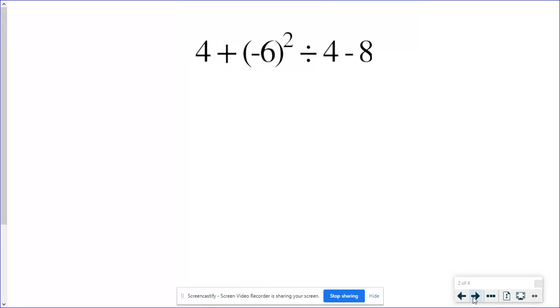So for this problem, we've got parentheses around the -6. This isn't really a grouping symbol kind of parentheses. This is really just to keep the negative that's on the 6 away from the addition sign. And we do have exponents, so we have to make sure that we do that exponent first.